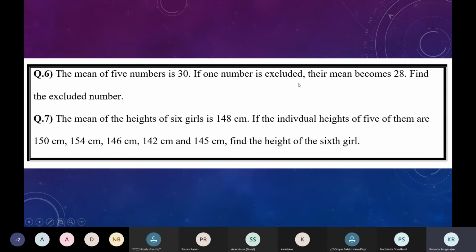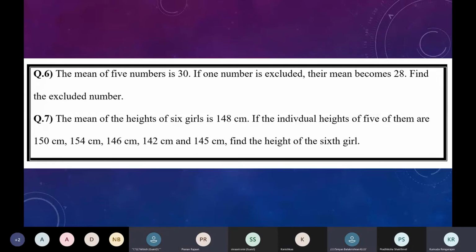their mean becomes 28. So now how many numbers are there now? If one number is excluded, then how many numbers? From 5 numbers, one number is excluded. Now how many numbers? 4 numbers. What is the new mean?